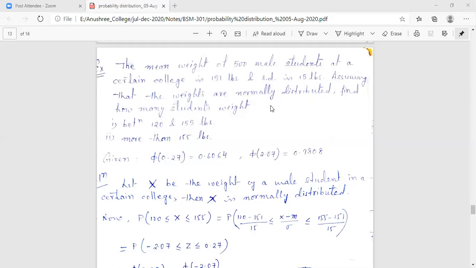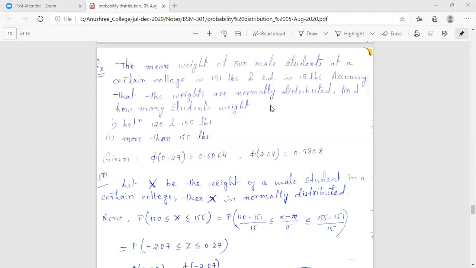In the problem, they have given to us the mean weight of 500 students. That means the mean value is given, that is 151 pounds. And the standard deviation of the weight is given, that is 15 pounds. Now, if the weights are normally distributed, find the number of students lying between the weight 120 and 155 pounds.